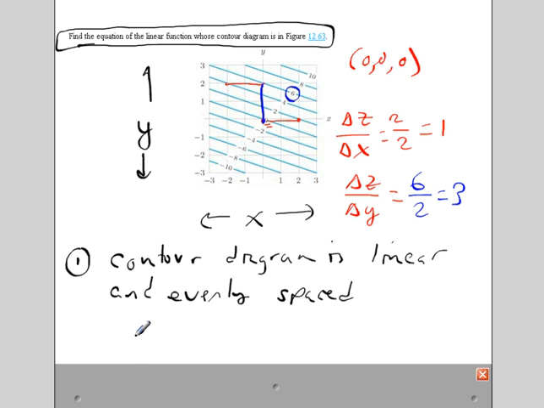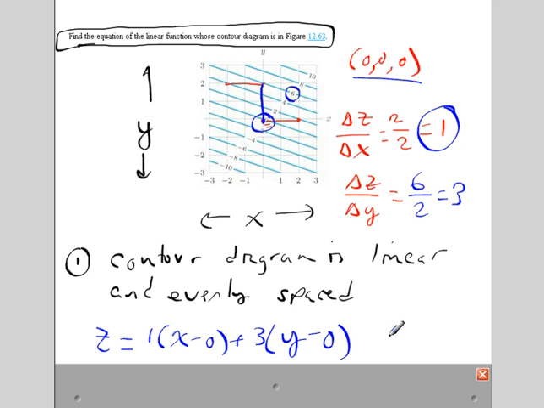So what would be the equation of this plane? Well, we'd have z equals my x slope, so 1 times (x minus 0), because I'm using this point as my point, plus 3 times (y minus 0) plus 0. And again, I don't need all those zeros in there, but I'm just having them for now so that we become comfortable with point-slope form. And so this gives us an equation of this contour diagram.